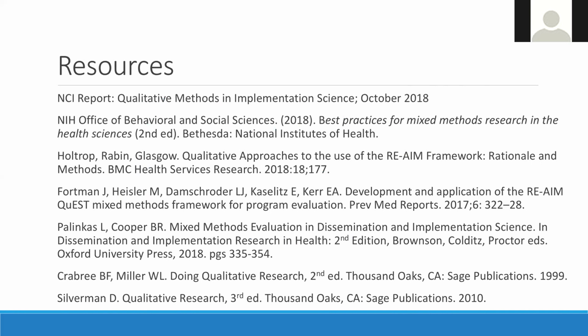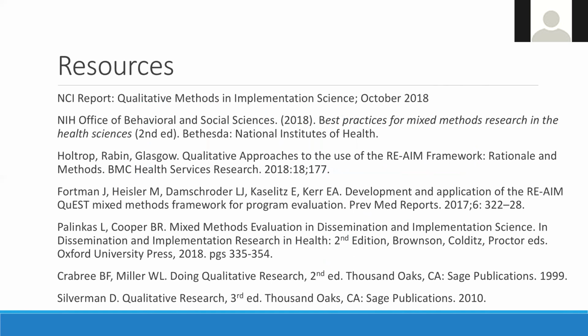I don't see any more questions in the chat box, so in terms of these resources, there is this NCI report, Qualitative Methods in Implementation Science, at the top. If you put that into your Google search box, it will pull up a website. The website address was very long and cumbersome when I was copying it, so you will be able to find it. This is the Qualris report that I mentioned, and it has the recommendations on the previous slide. It is a really nice summary of not just REAIM, but qualitative methods for implementation science in general.